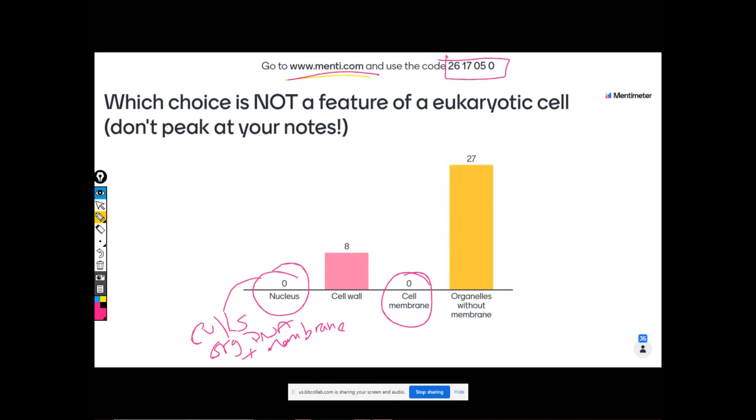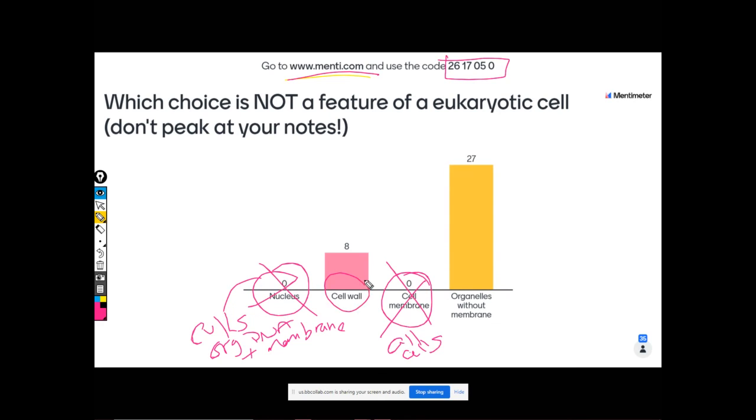What about the cell membrane? We didn't like that one either. Why didn't we pick that? All cells have to have this, right? So it definitely can't be that for either of them. Okay, so that leaves us with our two here.